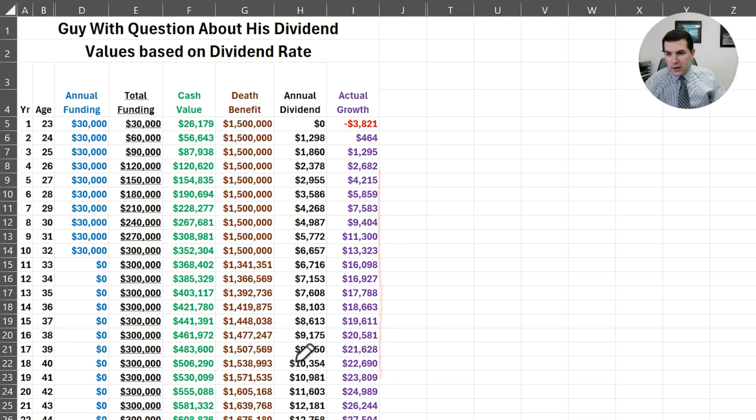And if we go back to year 10, remember when we looked at this, we're at 352, we paid 0, now we're at 368. My dividend showed 6,700 and change, but my actual growth was $16,000 and change. That's what I wanted to look at.